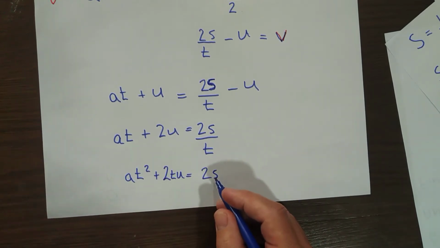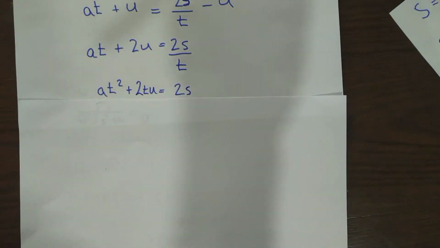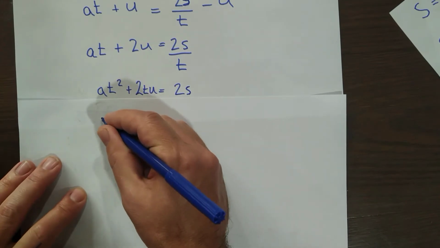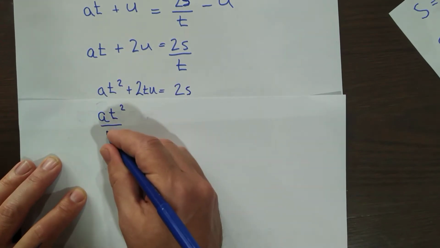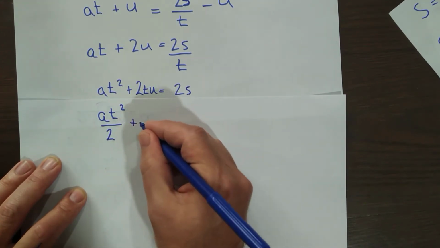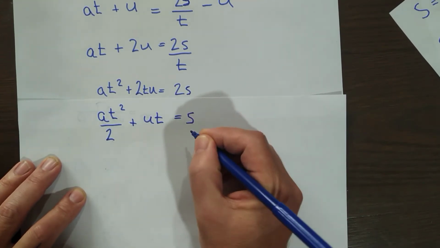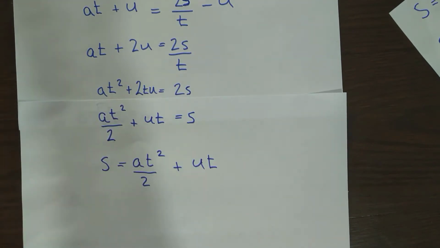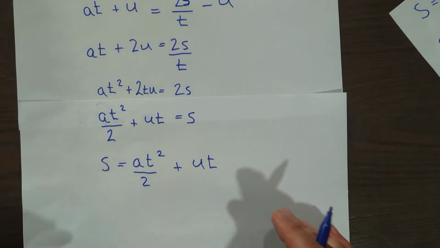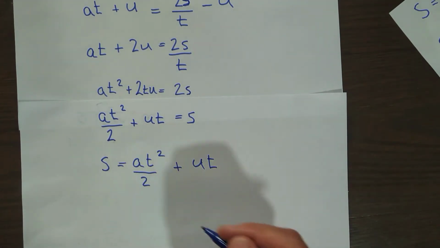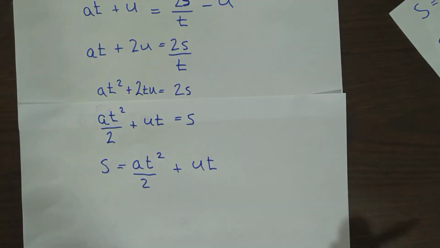And remember, I'm trying to isolate s, so I'm going to divide by 2. So I've got at squared over 2 plus ut is equal to s. And it's much easier to see if you write it left to right. But now we have an equation that's fairly easy to use. It's quadratic, and it's very useful if we are trying to work with these 4 variables.